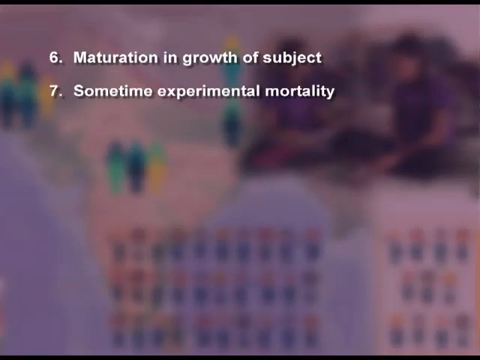Conflicting variables other than the independent variable are found outside of the subject and the study, but these are within the social environment. Sixth, maturation in growth of the subject. Change occurs in the growth, biology or psychology of the subject due to passage of time during which the study takes place. Seventh, sometimes experimental mortality. Attrition or dropout of subjects sometimes occurs during the course of study.